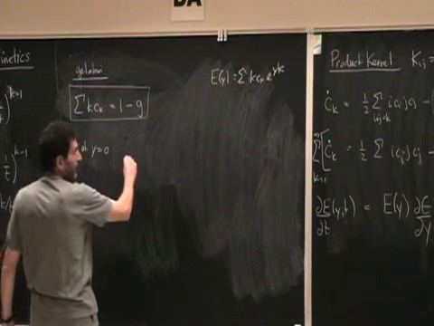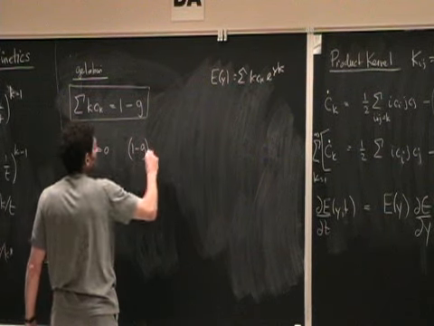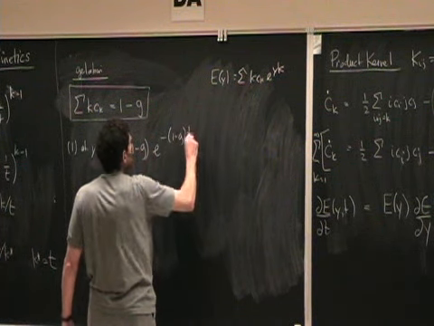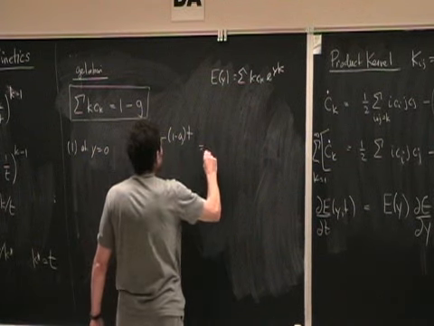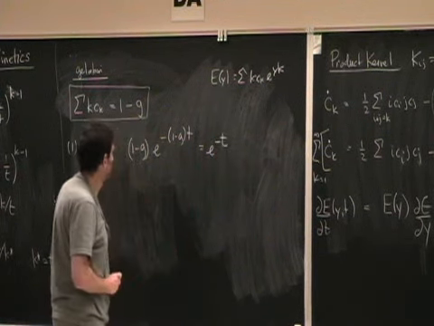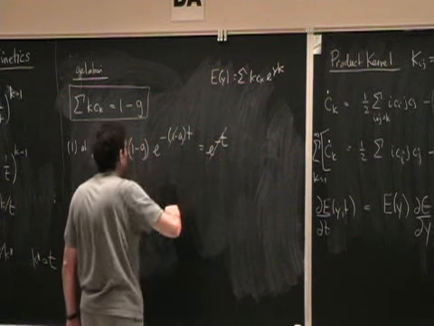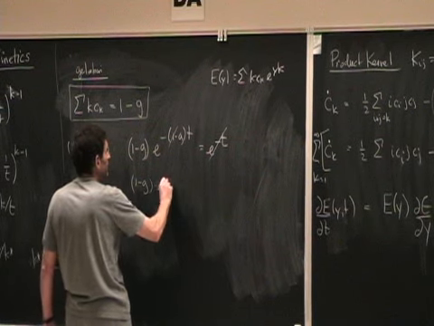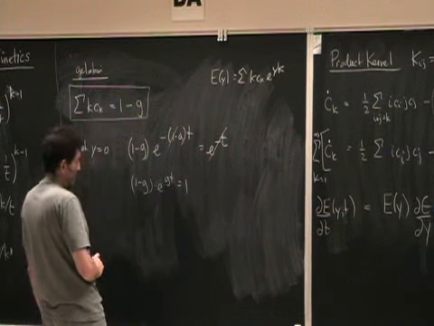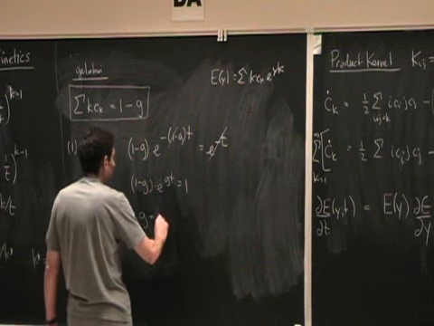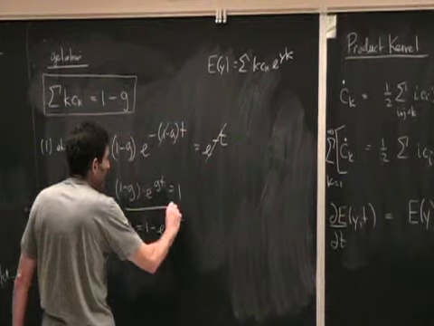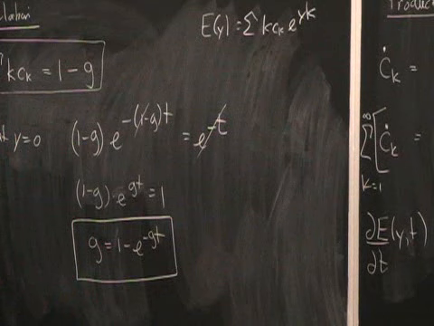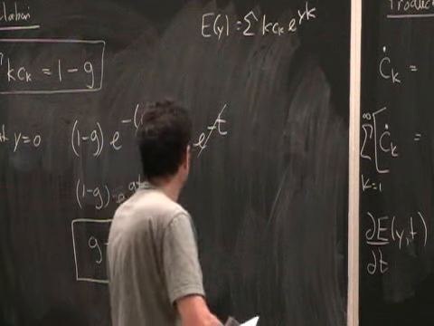So at y equals 0, we're going to have 1 minus g, and then I have e to the minus (1 minus g) t, and that's equal to e to the minus t. So this cancels that, and then I have 1 minus g is equal to e to the minus gt. Or I can write this as g is equal to 1 minus e to the minus gt. This is a remarkably powerful equation. It looks so trivial, but it has a lot of meat to it. And it essentially tells you what's going on with the gelation phenomenon.